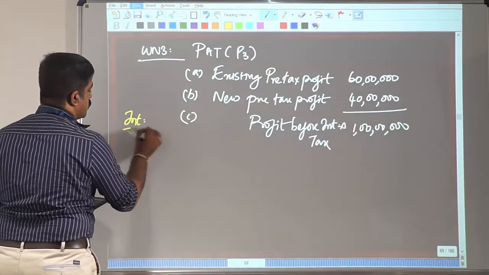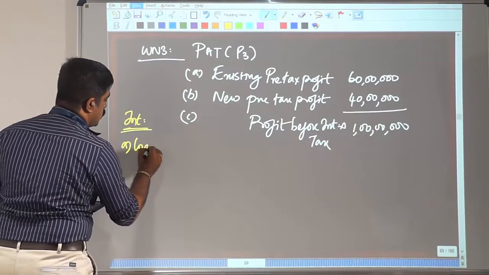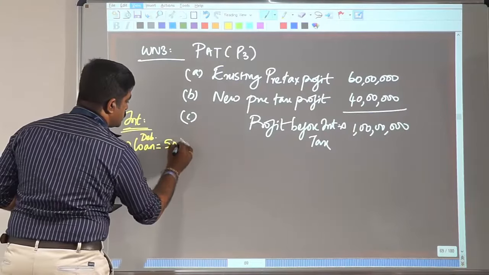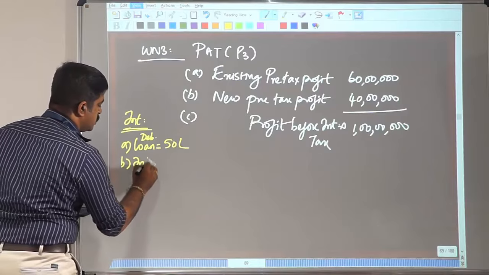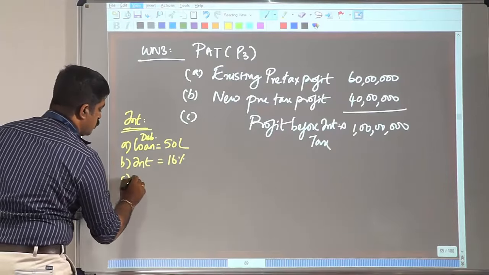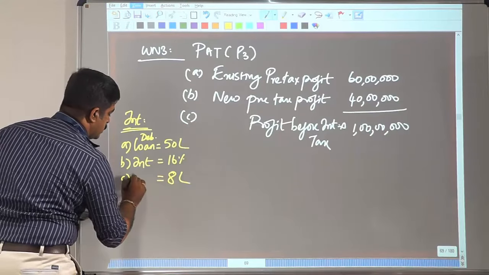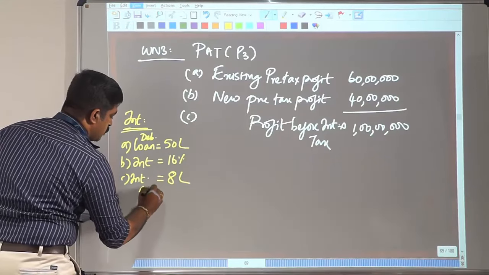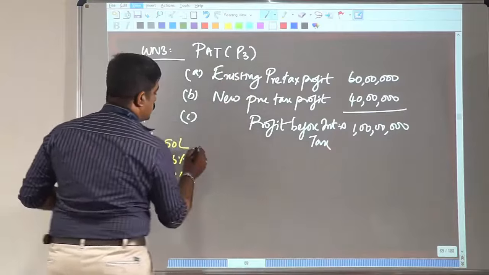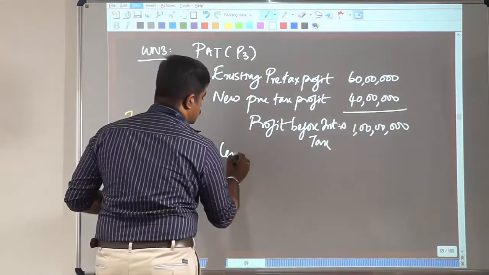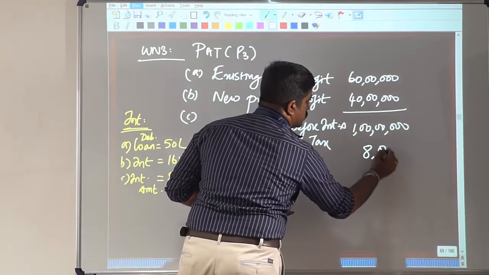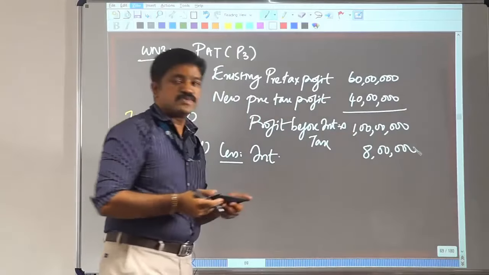Interest, what is the loan amount? That is basically the debenture. Okay, debenture, it is 50 lakhs. And what is the interest rate? Interest is 16%. So 50 lakh into 16% works out to 8 lakhs. So the interest amount is nothing but 8 lakhs. So this 8 lakhs has to be subtracted here. Okay, so let me do that. Item D, less interest, and it works out to 8 lakhs.